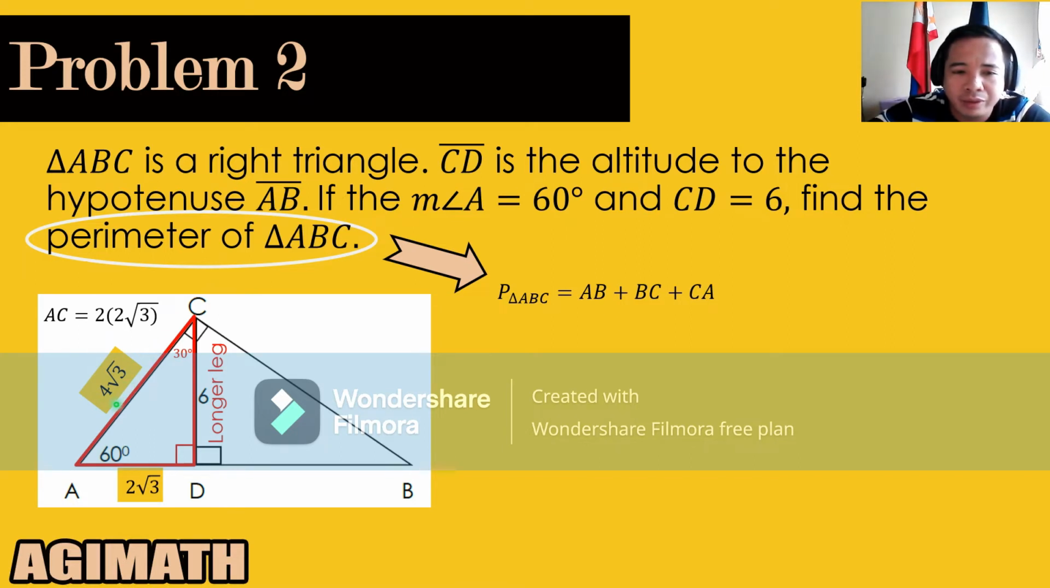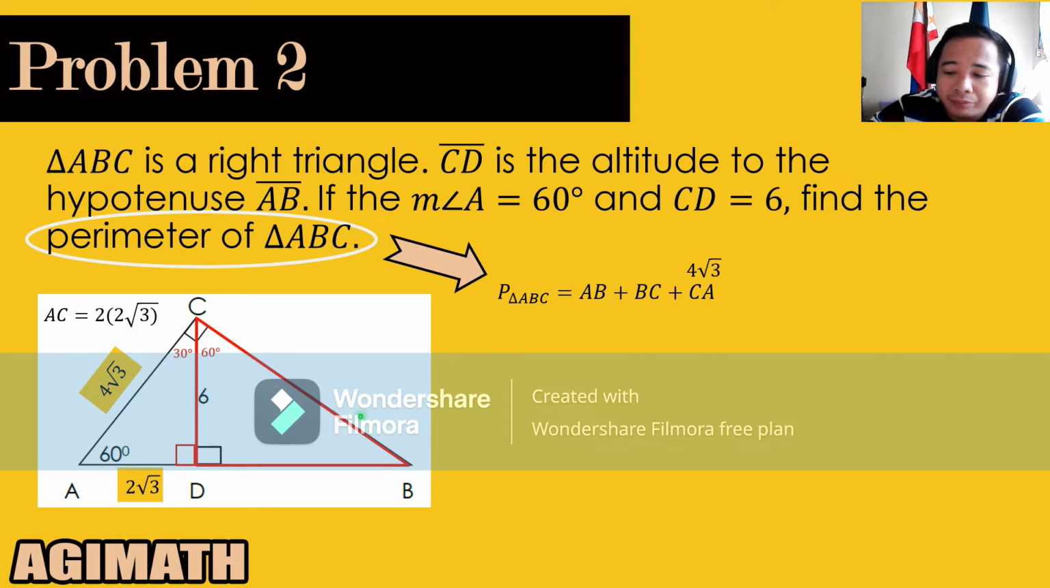And that is the length of one of the sides that we are looking for. We have CA or AC, and we can have the value of CA as 4 square root of 3. Meaning, we still need to find the length of CB as well as the length of AB. So how to do that? We need to consider the other triangle, triangle CDB.